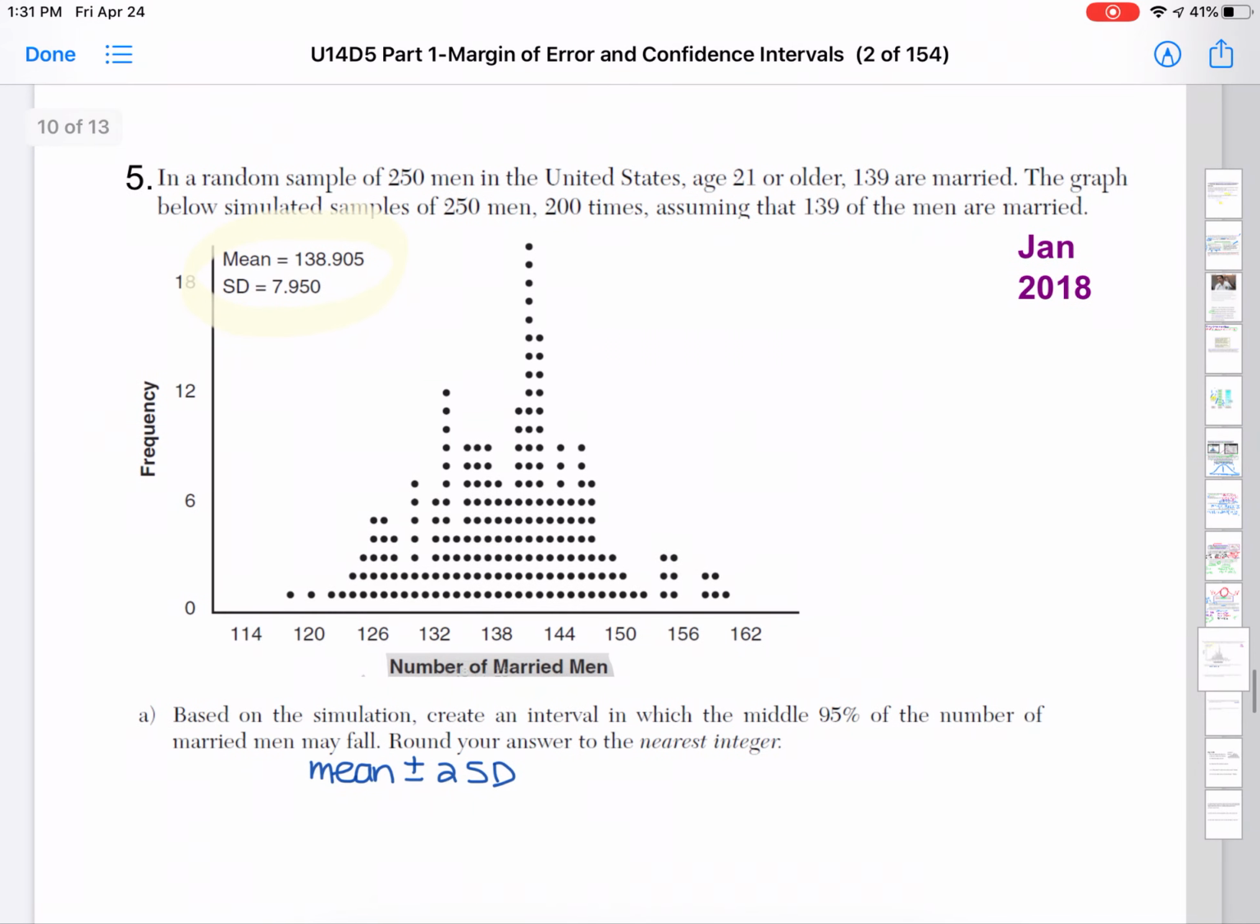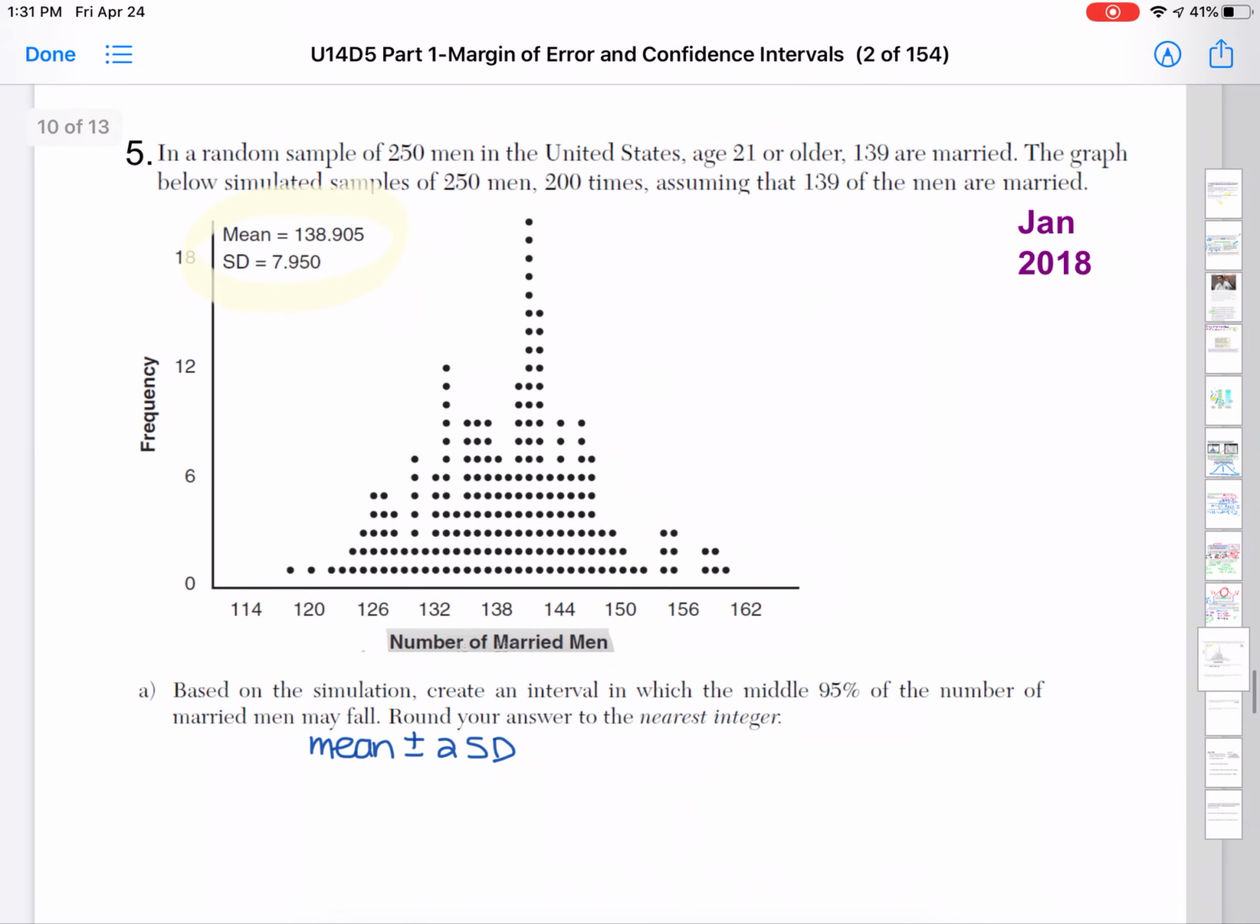Okay, and I just want to check out this one as well, because these were ones that were on a Regents. Obviously, we're not taking it, but who knows if some of you will in August. So I might as well just show you. It says in a random sample of 250 men in the United States, age 21 or older, 139 are married. The graph below simulated samples of 250 men 200 times, assuming that 139 men are married.